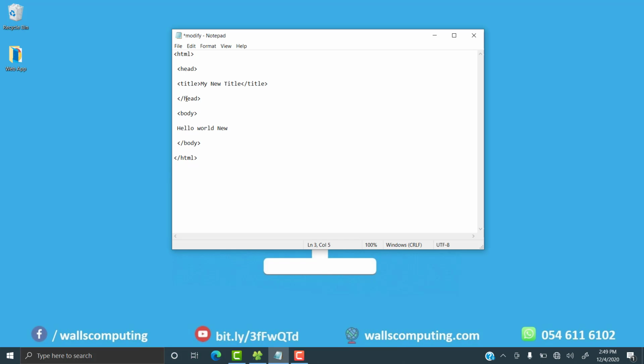You can see that the head is on the same level as the body, but the title is not at the same level as the head or the body. If we call this one the first level, this is the second level, and this is also a second level. But look at this one here: it is a third level, because it finds itself within the tags of head and then HTML. I hope you understand that.